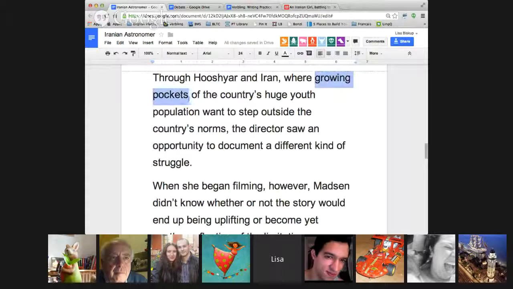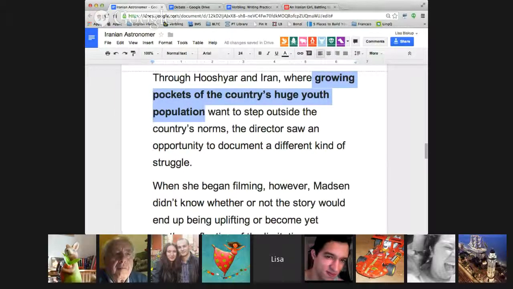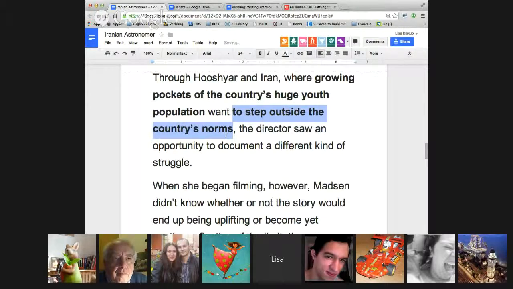So there's growing pockets. A pocket you usually think of as the pockets in your pants, where you put your money or your hands when you're cold. But if you say growing pockets of the country's huge youth population, this means there's lots of areas. More and more there are specific areas in the country of Iran where lots of young people are coming together, forming a mass of maybe hundreds, maybe thousands, I don't know. And these young people want to step outside the country's norms. They want to have a different way of living. You have the country's norms, the traditions, and if you step outside of them, it means you do something different. And usually that's not always acceptable or desired by some of the other people in the country, but it is the youth of the country, the young people.